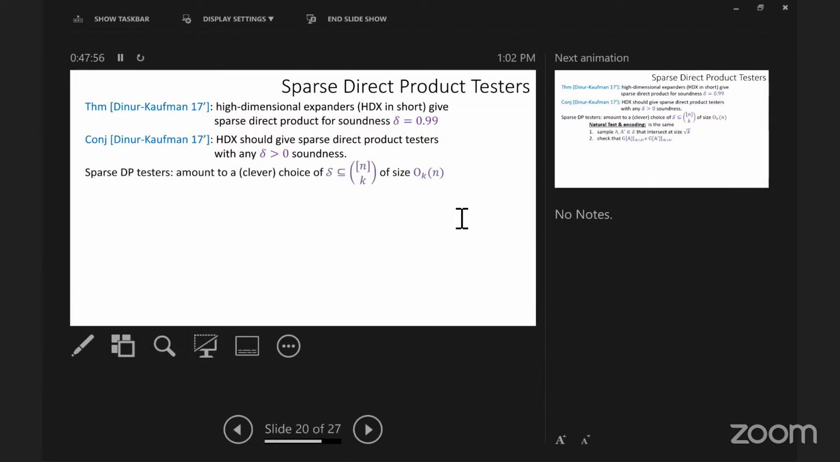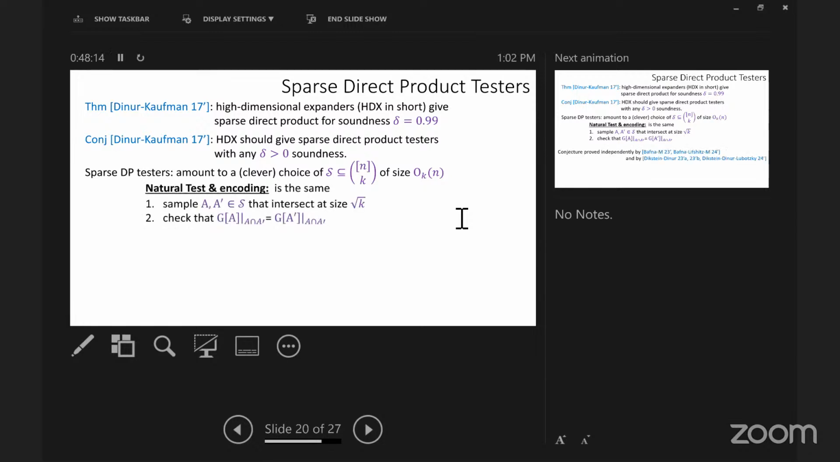And in down-to-earth terms, what sparse direct product tests really amount to is a clever choice of k-sets of n. And sparse just means that the size is O of n, as long as you think of k as constant. And once you have this set, you can think about the direct analog of the encoding and of the test. It's on the slide, but I'm not going to say too much about it.